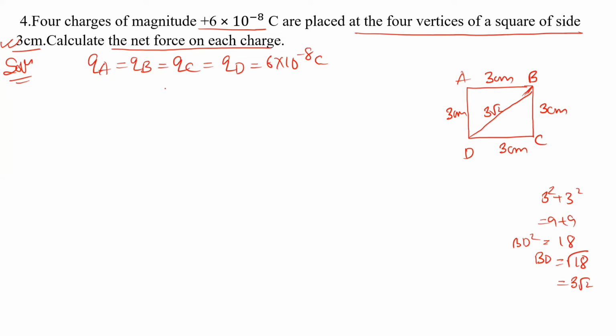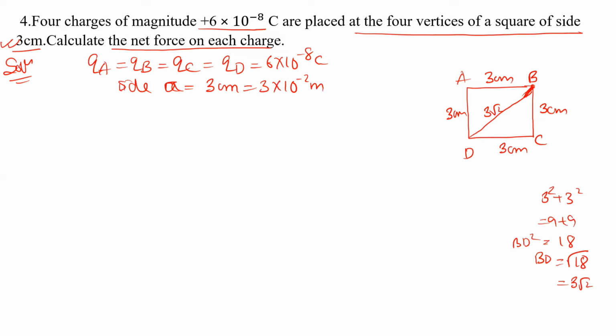Okay, here you are having the distance. Side, I'm writing just A. The side of the square is 3 centimeter, that is 3 into 10 to the power minus 2 meter. Now we will see the force at any one of the charges, so I'm considering the point B.